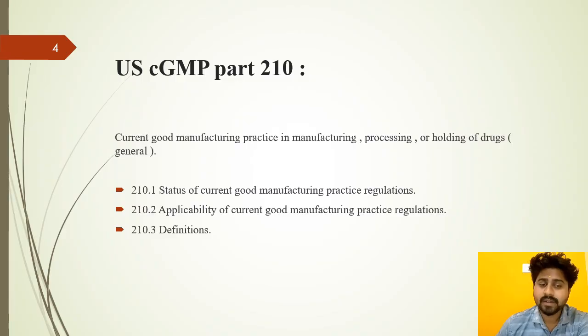So 210 includes three subcategories: 210.1, 210.2 and 210.3. One, status of current good manufacturing practice regulations; two, applicability of cGMP regulations; and three, some of the definitions we are going to see here.